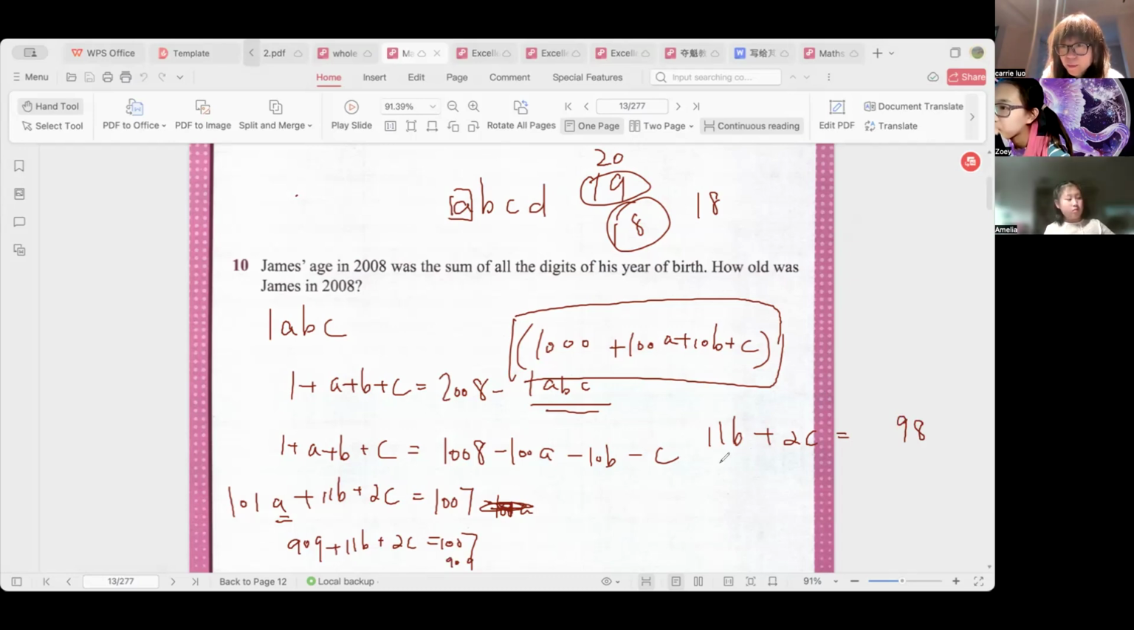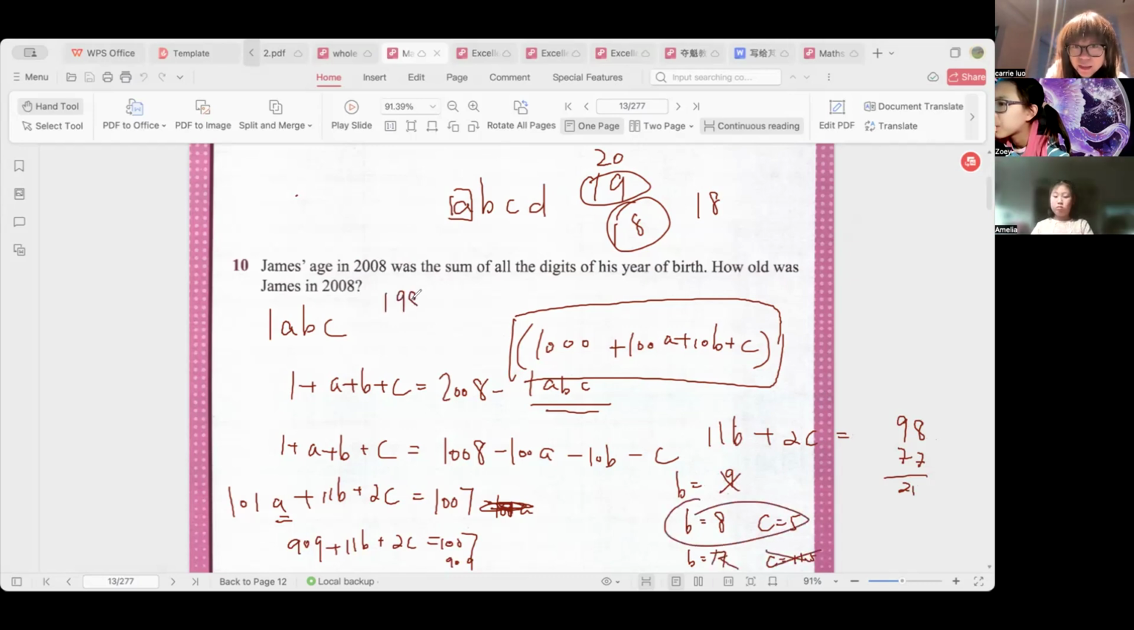Okay, so let's do the same thing. So if b equals 9, which is impossible, right? If b equals 9, 11b will be 99. It's already over. So b equals 8. So c equals 5, right? So let's see if b equals 7. 77 equals 21, which is impossible. So c equals 11.5, which is not right. So that's it. So James is born in 1985.